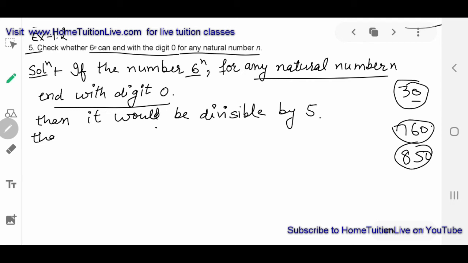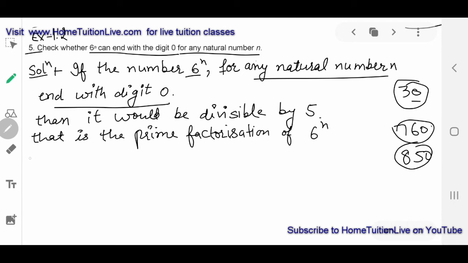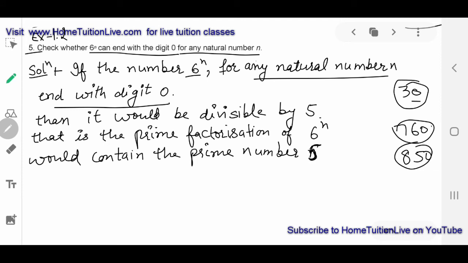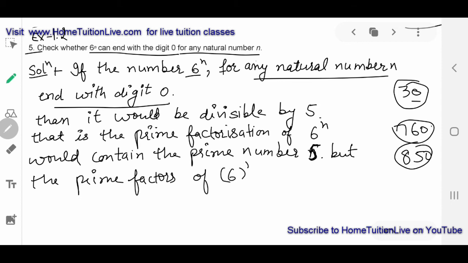That is, the prime factorization of 6 power n would contain the prime number 5, but the only prime factors of 6 power n are 2 and 3, not 5.